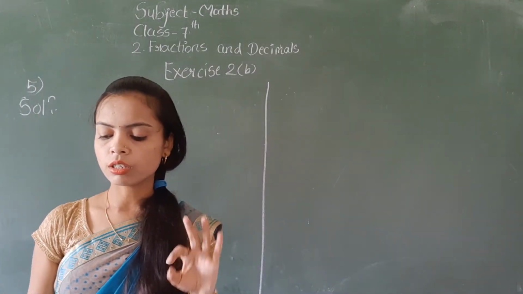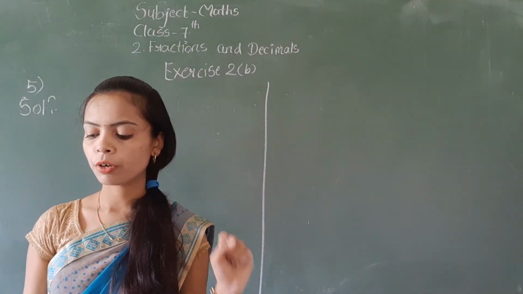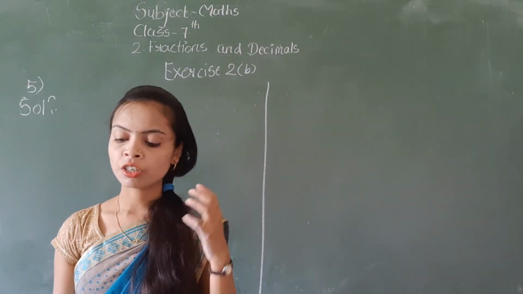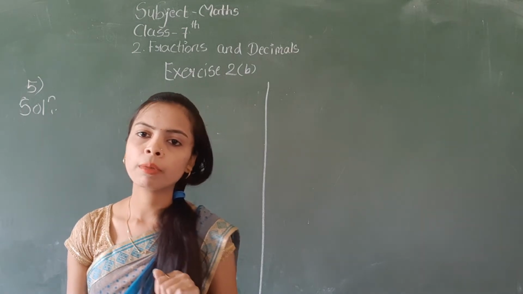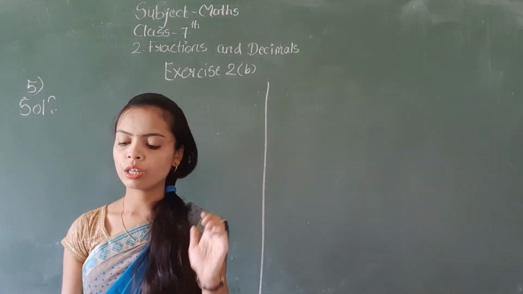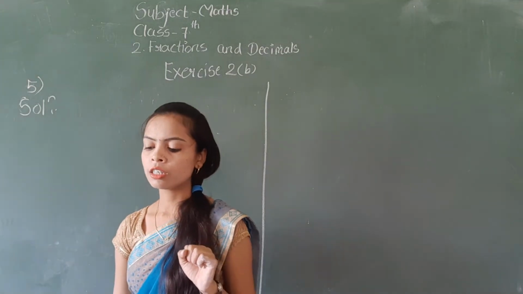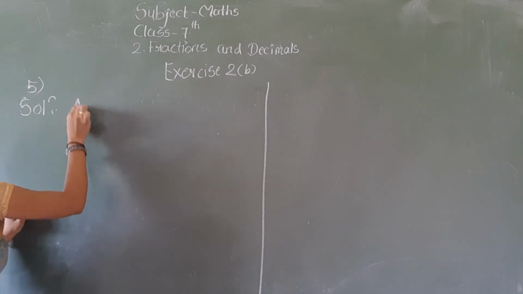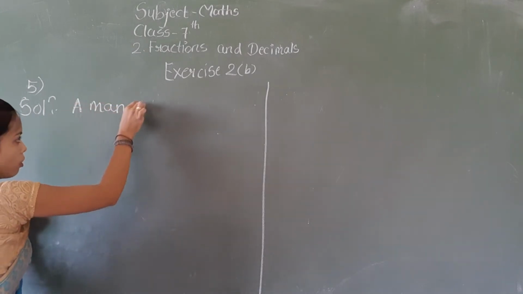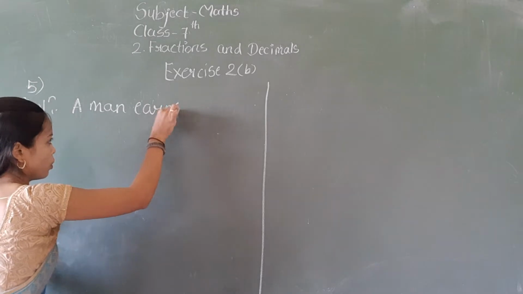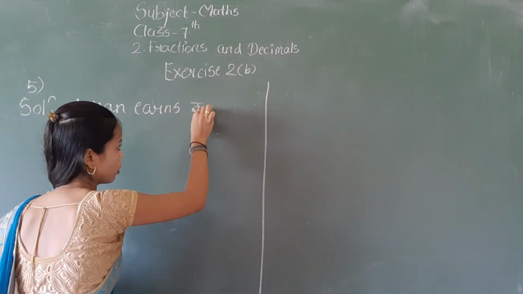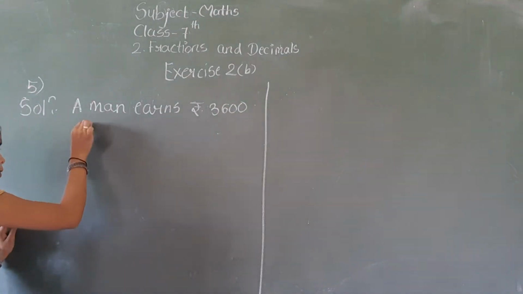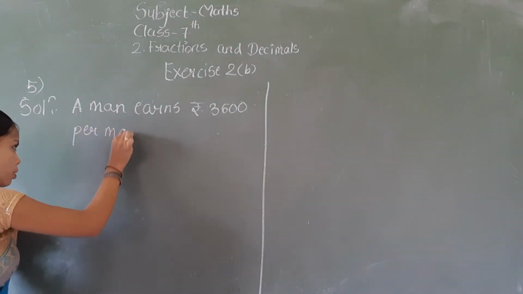A man earns rupees 3600 per month. एक कोई पर्सन है वो 3600 पर मंथ उनकी अर्निंग है, मतलब वो उतना कमाते हैं. Okay, if a man earns rupees 3600 per month. So write down here: a man earns rupees 3600 per month.